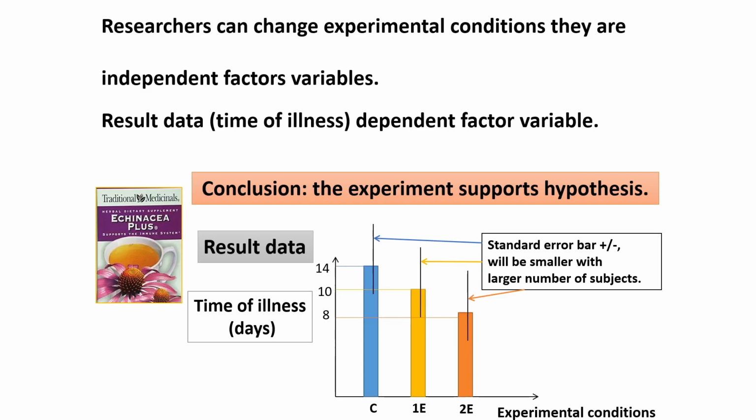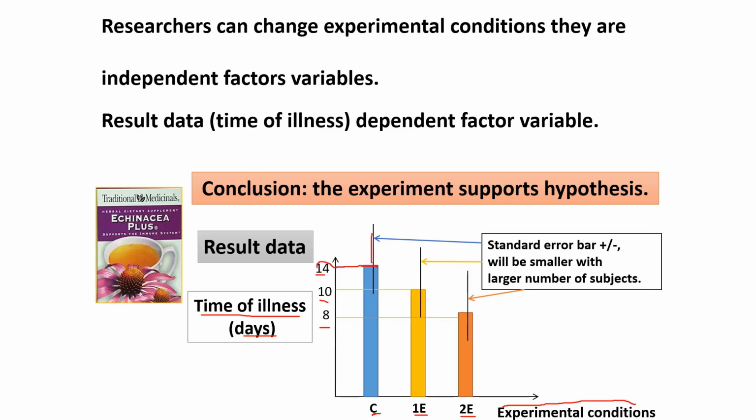Here we can see the results on this diagram. So we have the result data: first 14, 10, and 8. It's the number of days this person was experiencing symptoms. Here, C is control, 1E is the first experimental group, 2E is the second experimental group. This shows us the different experimental conditions. In the control group, these 50 patients were drinking not Echinacea tea but another tea. They were sick for about 14 days.